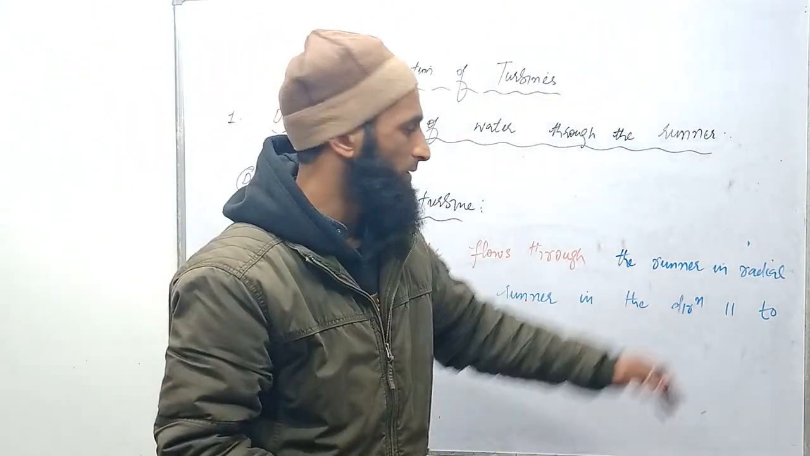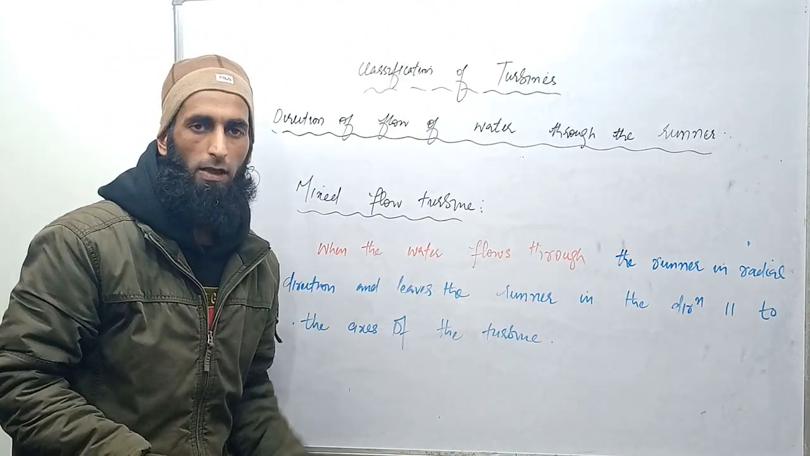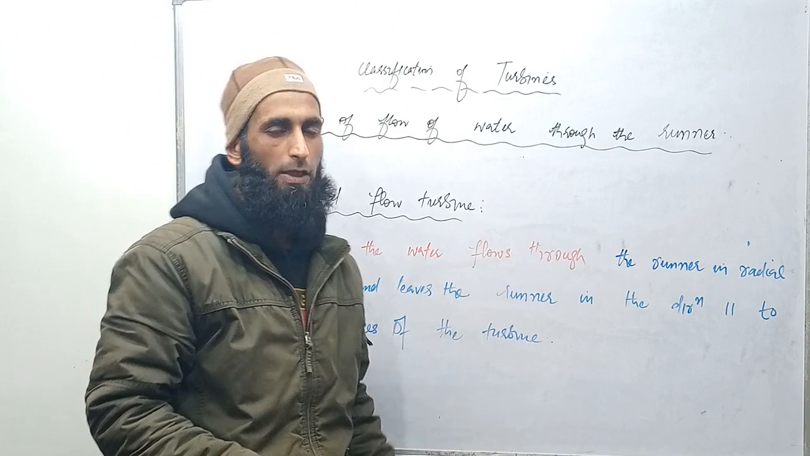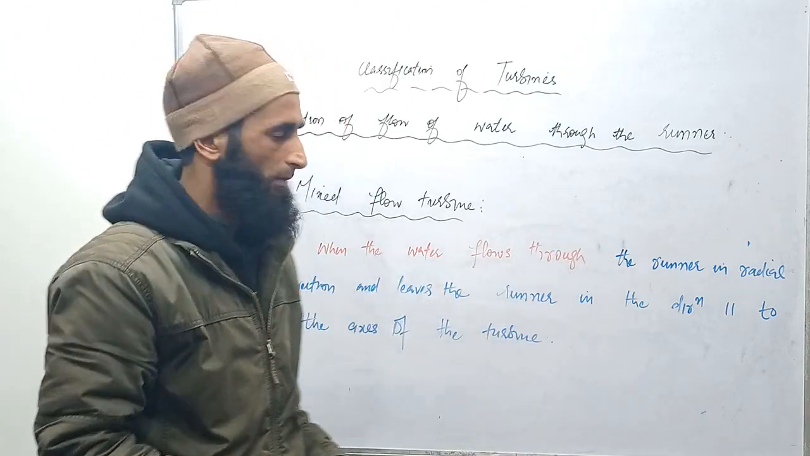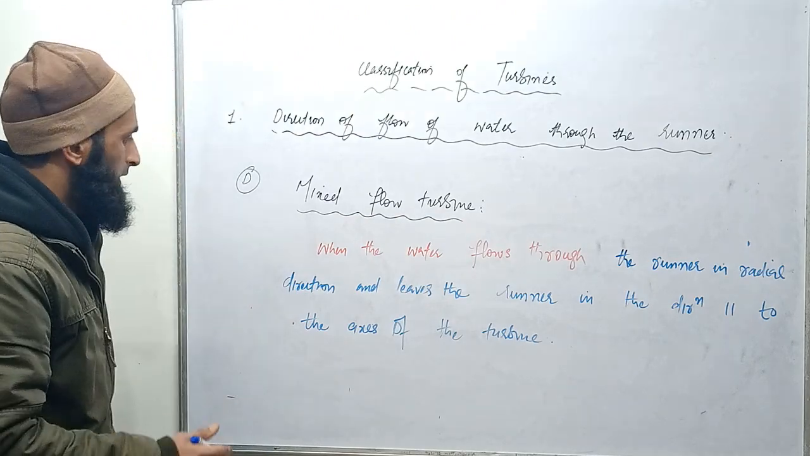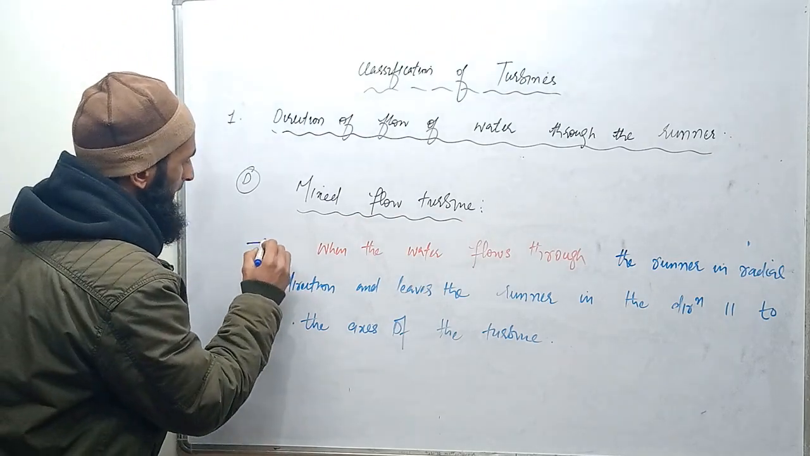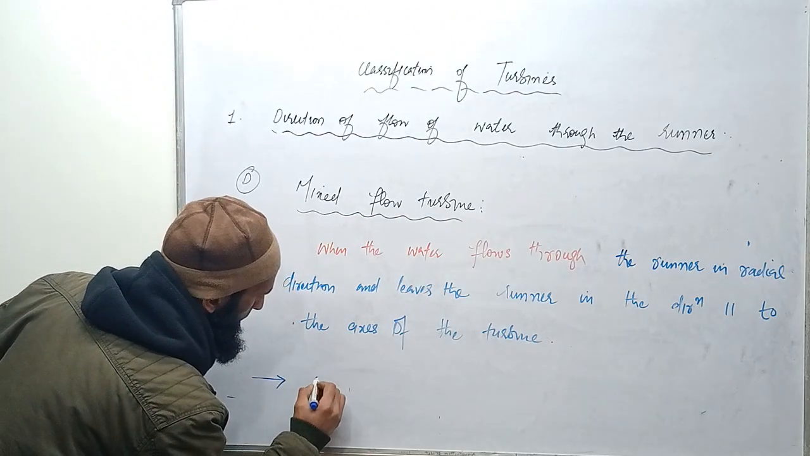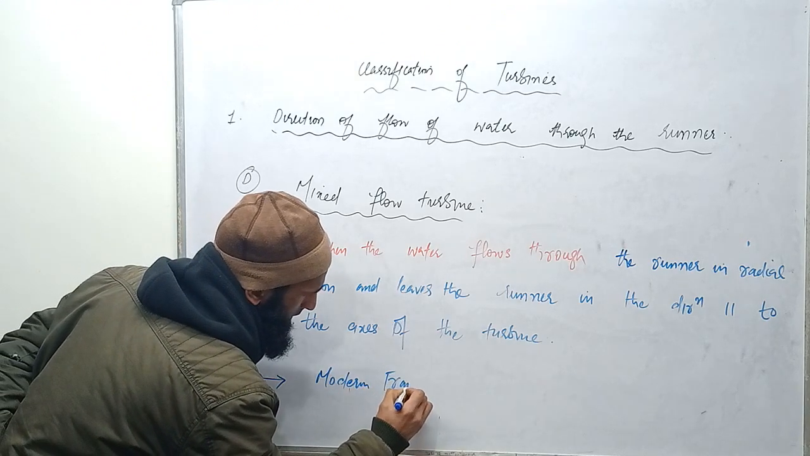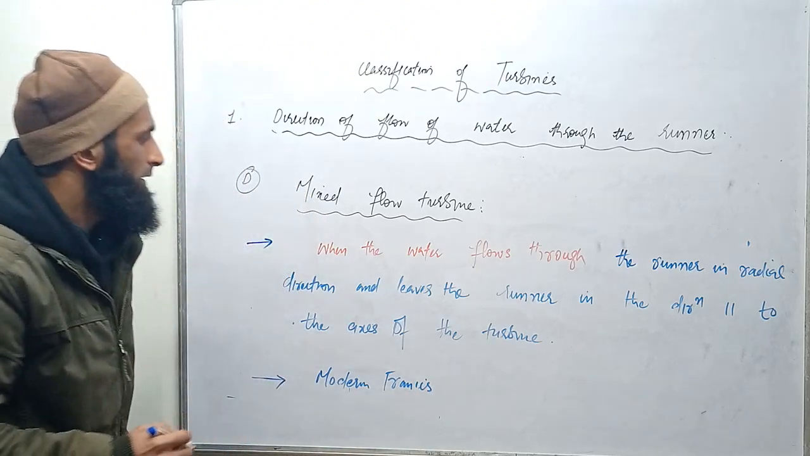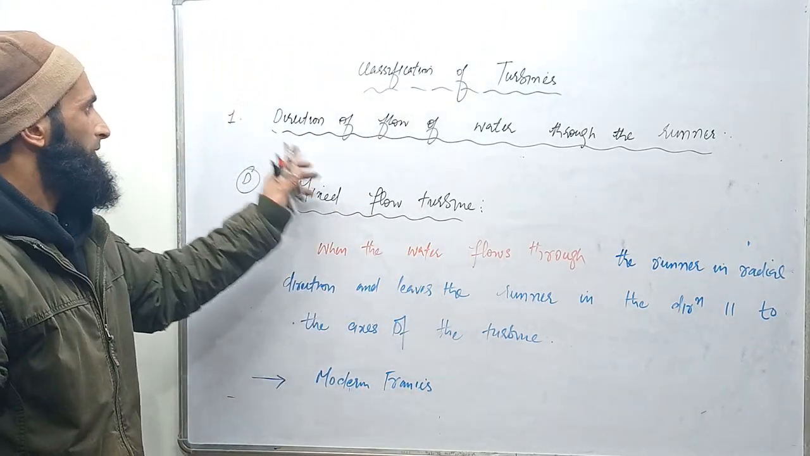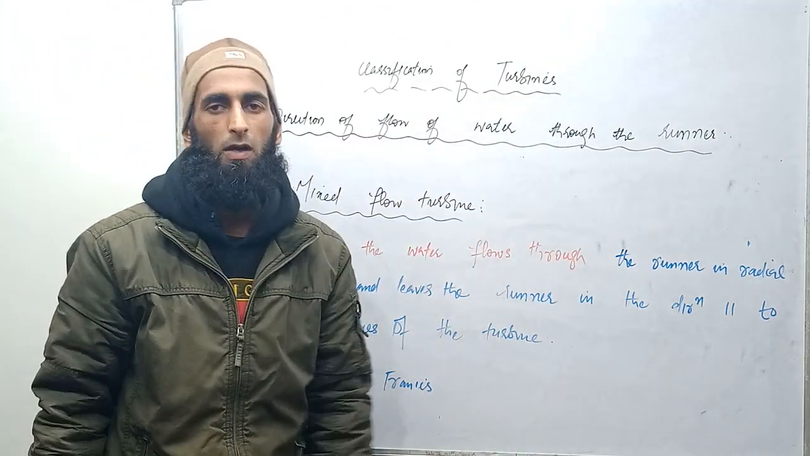Through the runner, water flows in the radial direction, and when water leaves the runner, it leaves in the direction parallel to the axis of the runner. So this turbine is known as a mixed flow turbine. In this case, we have the example of the modern Francis turbine, which is an example of a mixed flow turbine. So this was the first classification, based on the direction of flow of water through the runner.